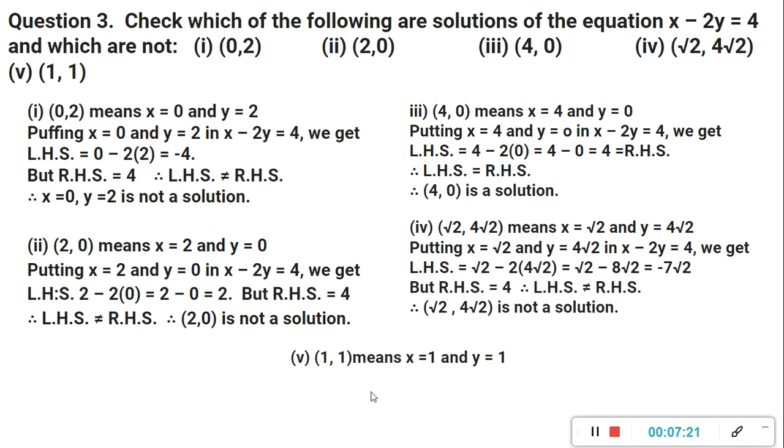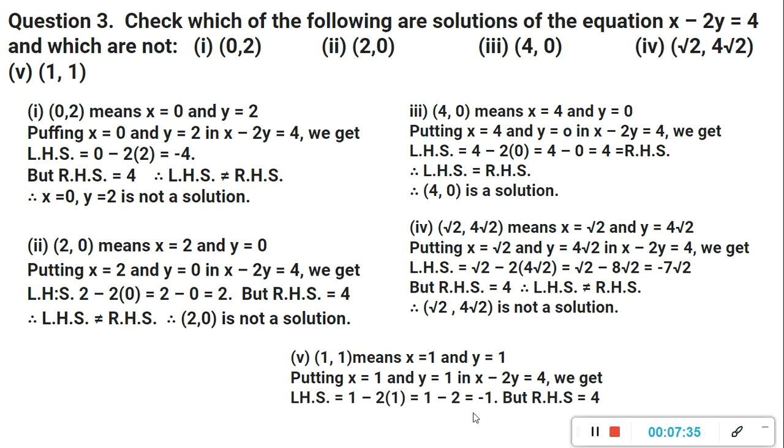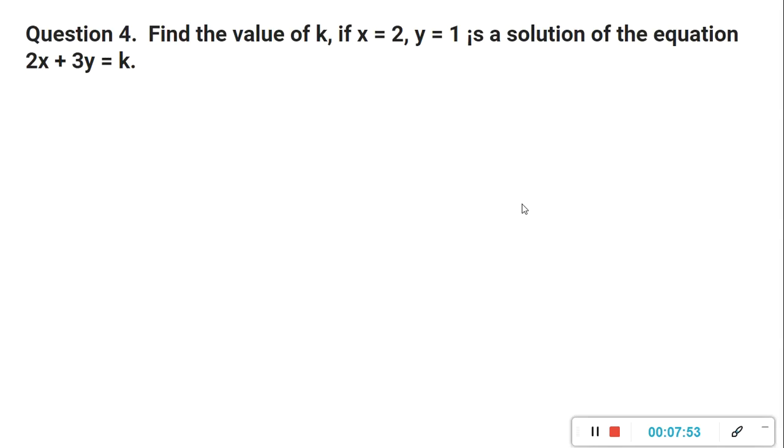Now the last one, (1, 1). The numbers given are x is equal to 1 and y is equal to 1. So putting x as 1 and y as 1 in x minus 2y is equal to 4, it means 1 minus 2 into 1, that is equal to 1 minus 2, that is equal to minus 1. But our RHS is 4. So here also LHS is not equal to RHS. So (1, 1) is also not a solution. So here the only solution is the third one, (4, 0). Clear?